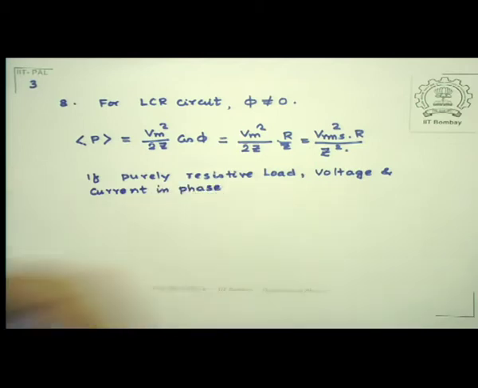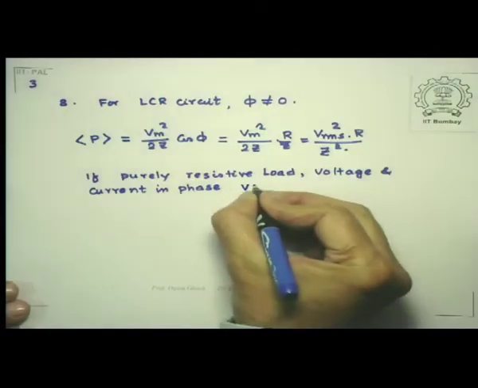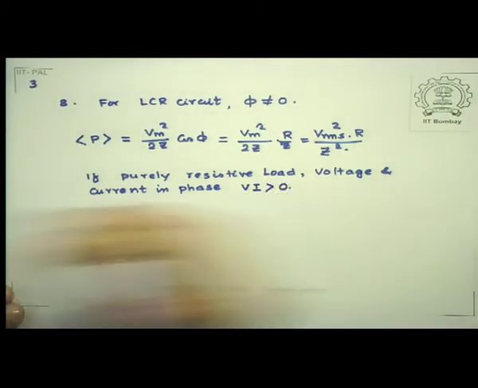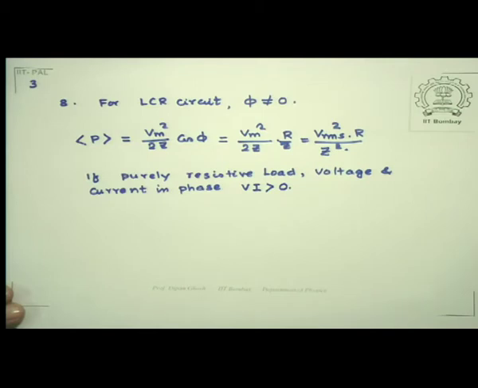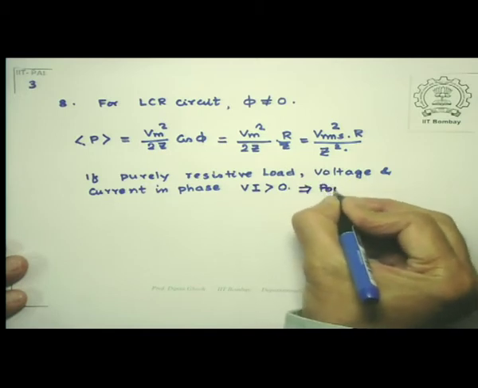Now, if voltage and current are in phase, then the product V times i, which gives me the instantaneous power, is always greater than 0, which means the power always flows into the load. So this implies power flows to the load.